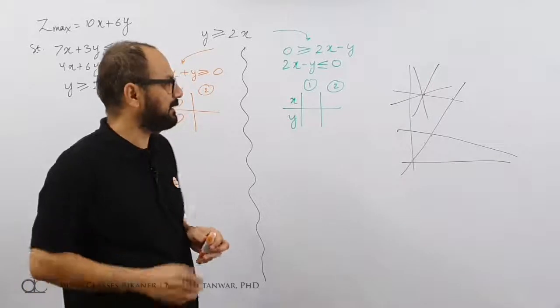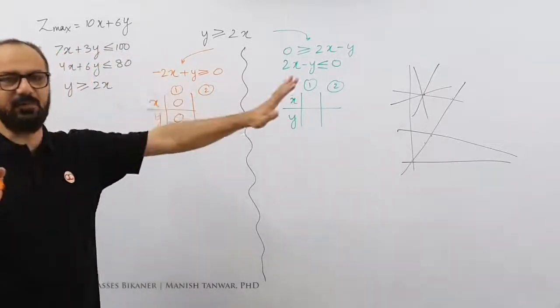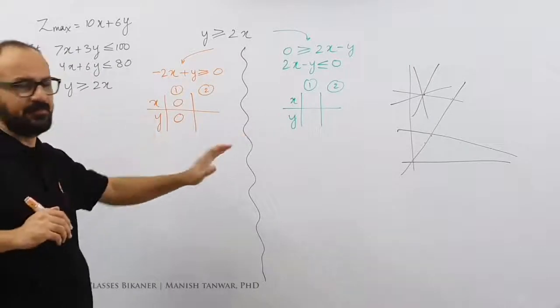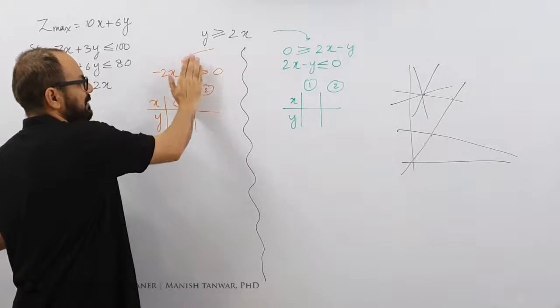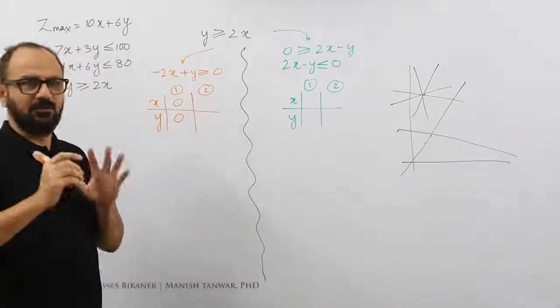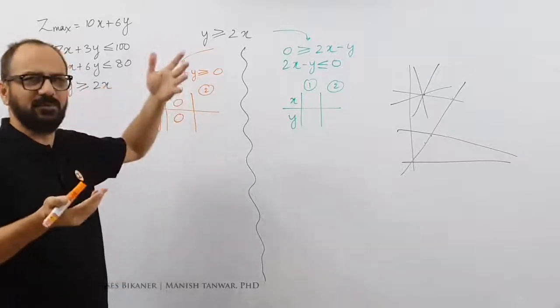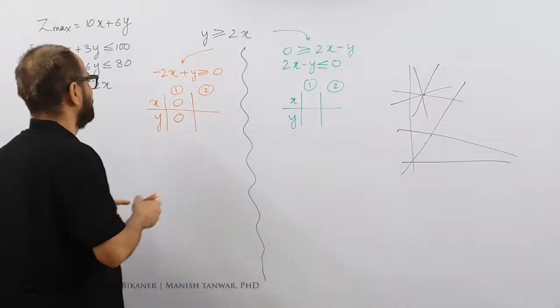So in order to be able to plot a line, we need 2 distinct points, 2 different points. These two are the same. Putting x 0, y becomes 0. Putting y 0, x becomes 0. So 0, 0, 0, 0. How do I proceed? What we'll do is, we'll give x any possible value. Not too large, but within manageable limits.